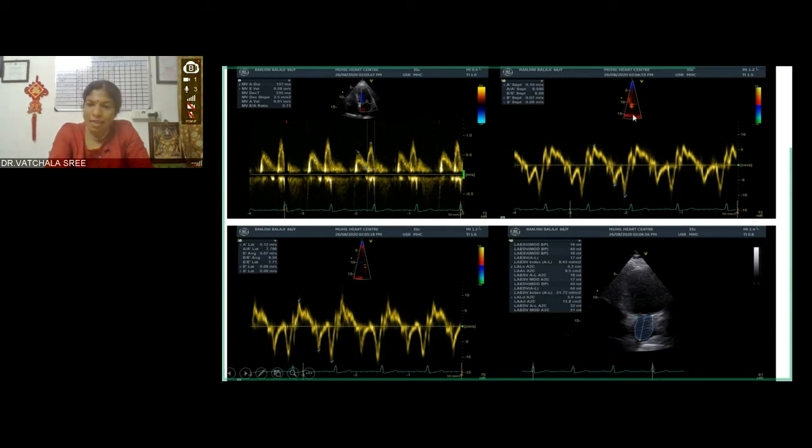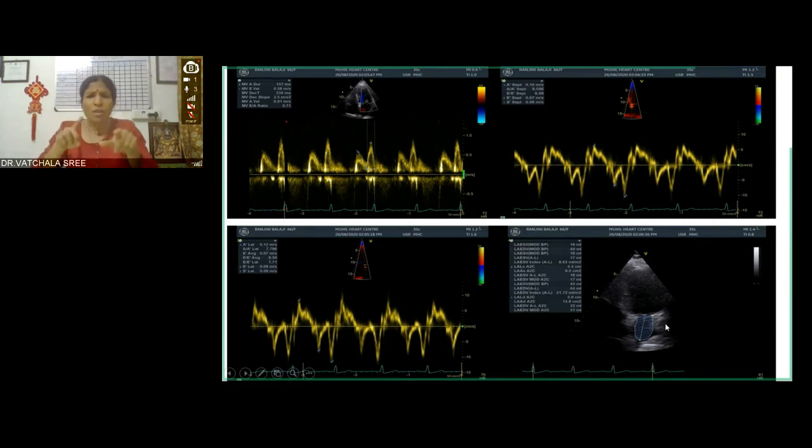Similarly, if you take the tissue TDI imaging at the septum, the E wave is shorter and the A wave is taller. Again, looking at this, you might think that she has a grade 1 diastolic dysfunction. The TDI imaging at the lateral wall is similar, as is the indexed LA volume.